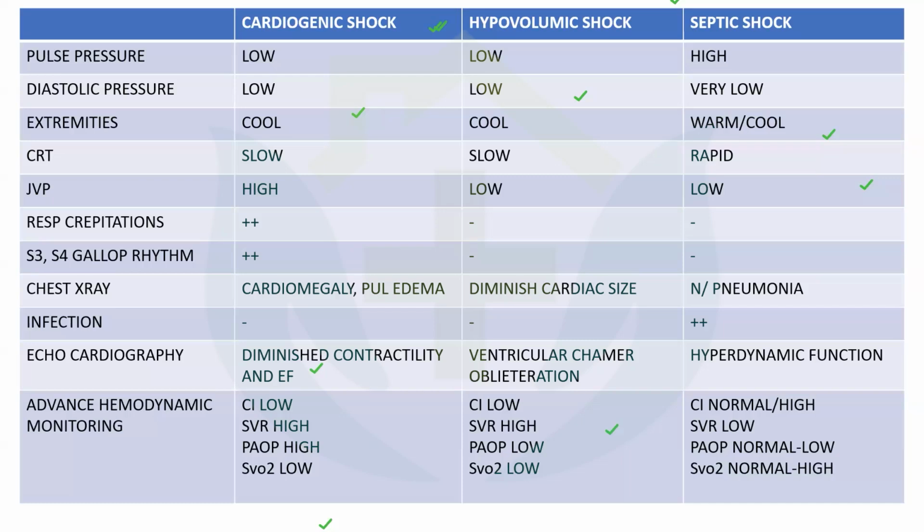So advanced hemodynamic monitoring: if you go through this, then cardiac index will be low in cardiogenic shock, systemic vascular resistance will be high, pulmonary artery occlusion pressure will be high, and SvO2 will be low. In hypovolemic shock, cardiac index will be low, SVR will be high, SvO2 will be low, but pulmonary artery occlusion pressure will be low. Whereas in septic shock, there is vasodilation that causes low vascular resistance. Systemic vascular resistance will be low in septic shock due to peripheral vasodilation. Cardiac index could be normal or high due to increased cardiac output, with increased heart rate to maintain the cardiac output.